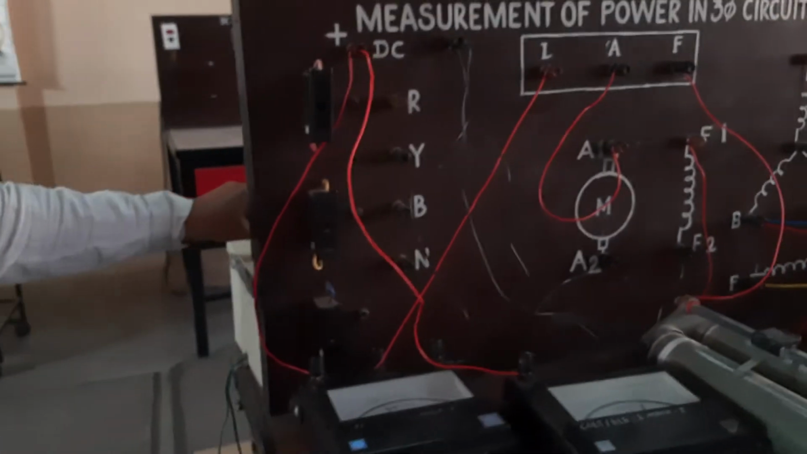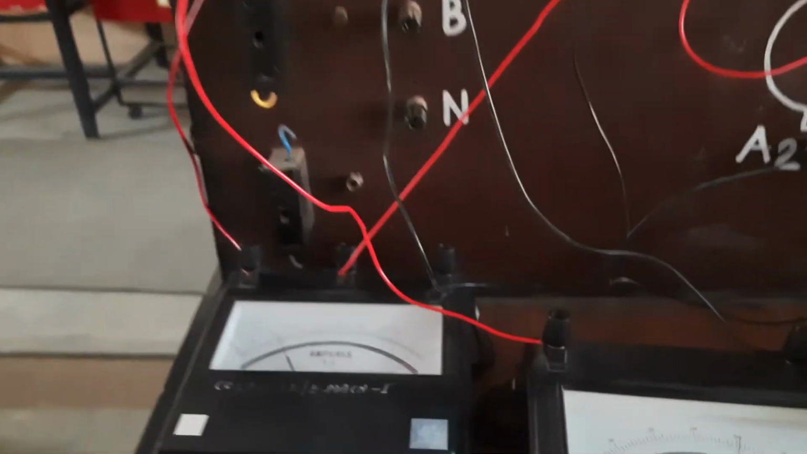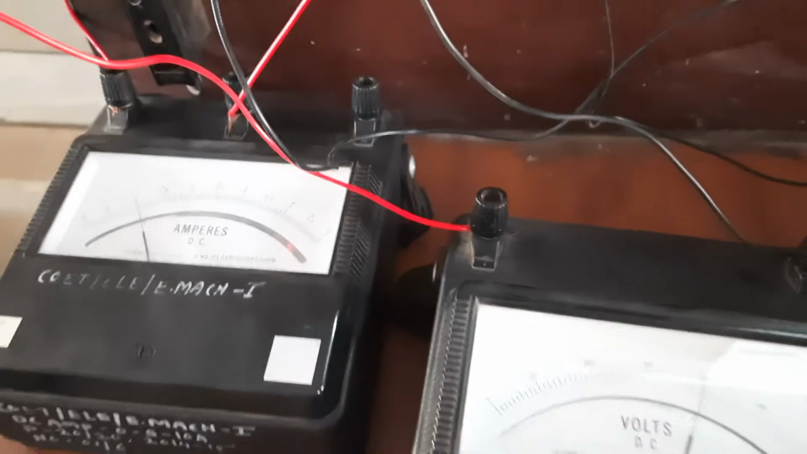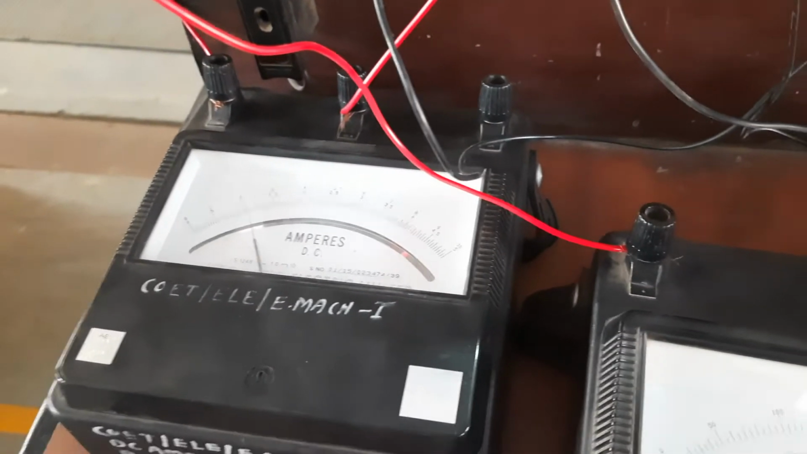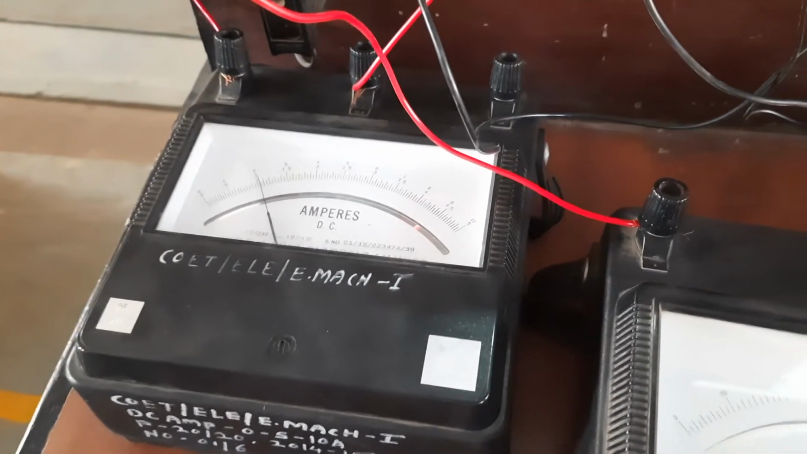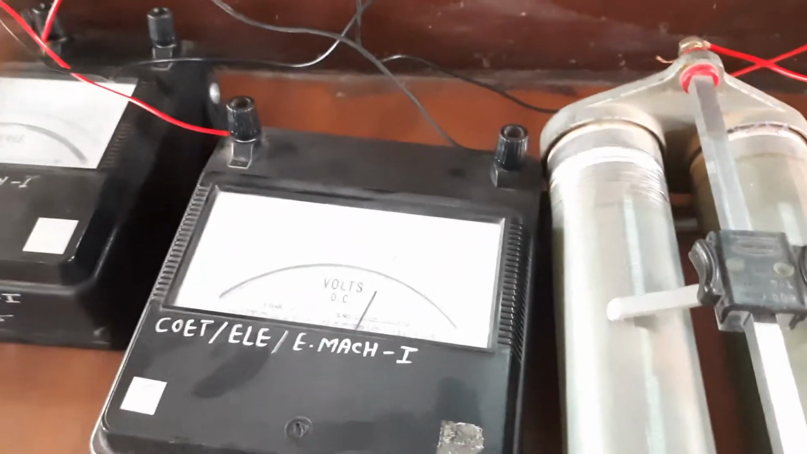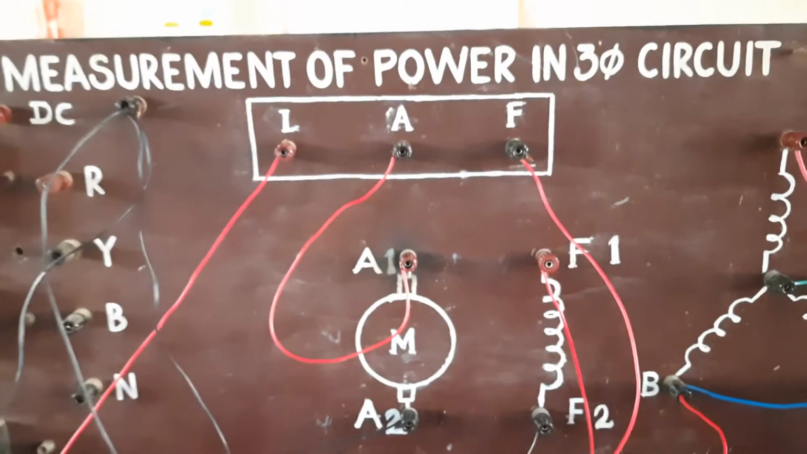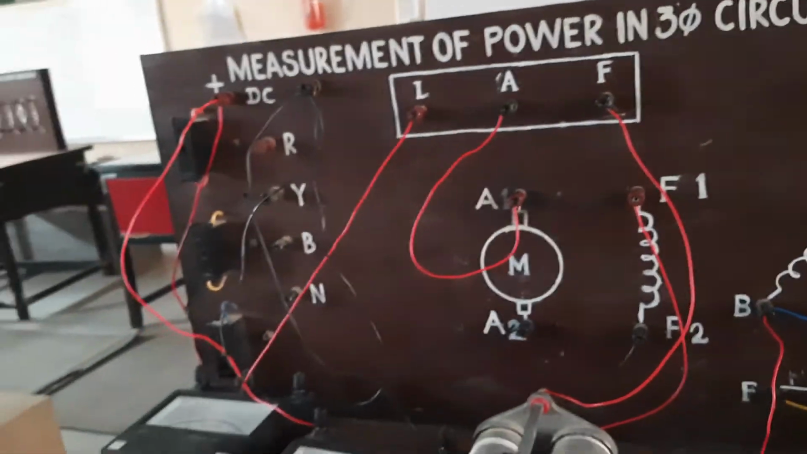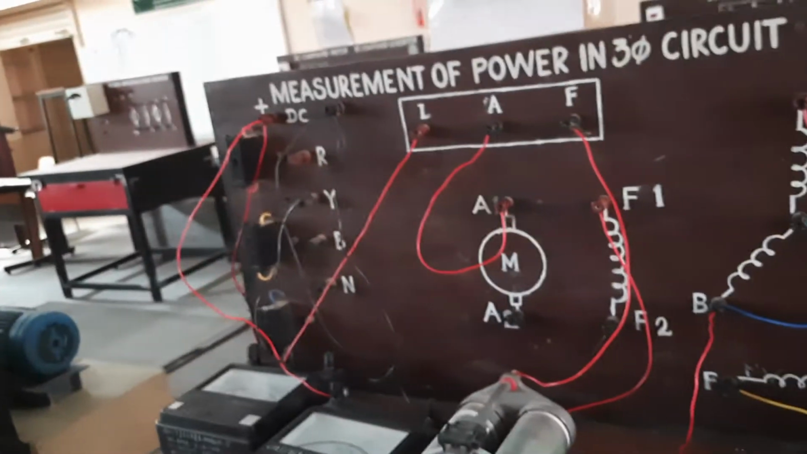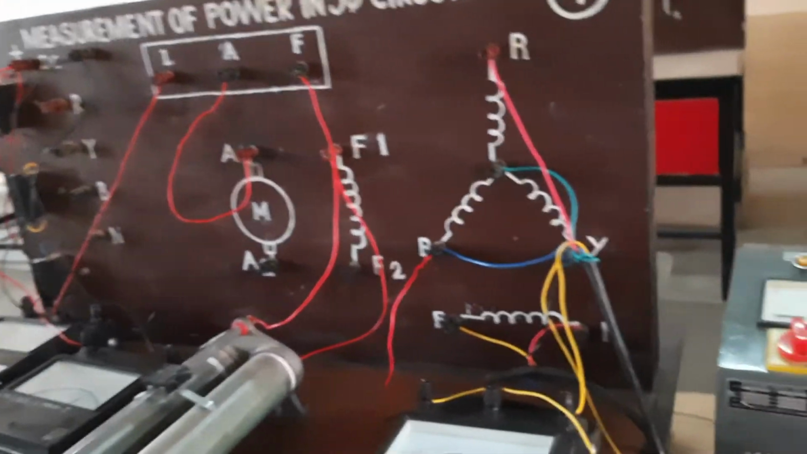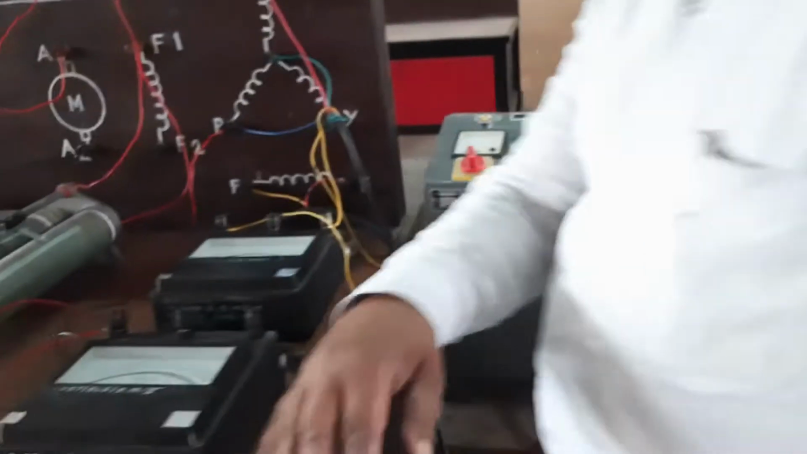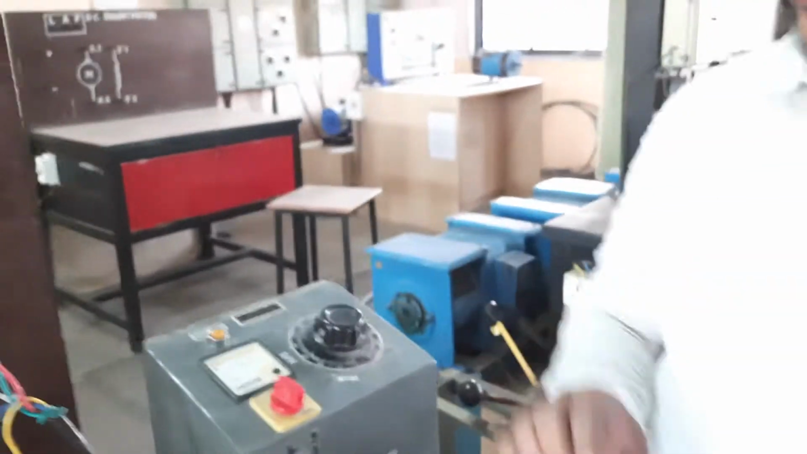So the DC motor has started. The DC motor voltmeter reading is only for observing that it does not carry the full load current. In this case we are going to plot the ZPFC, the zero power factor characteristic.